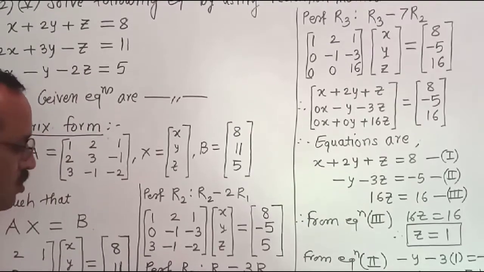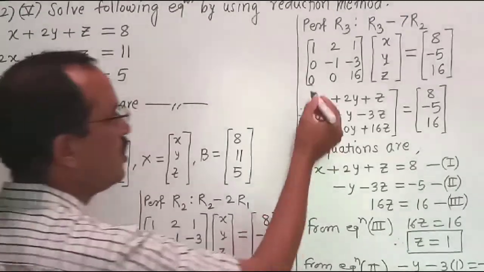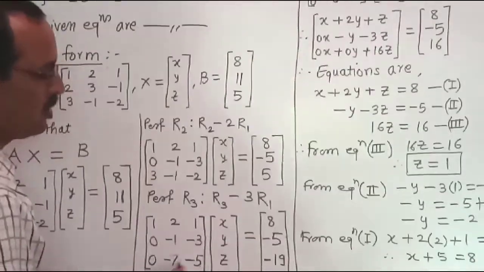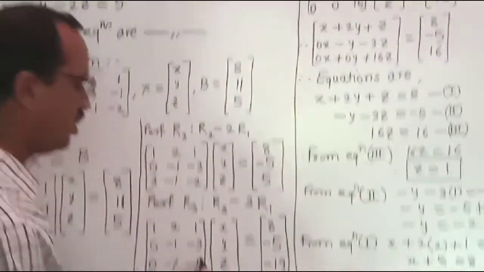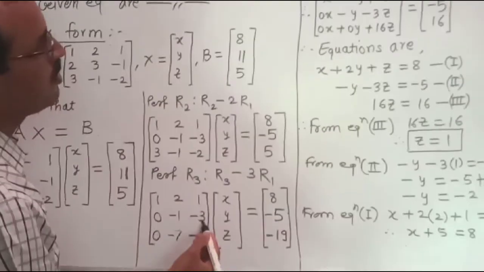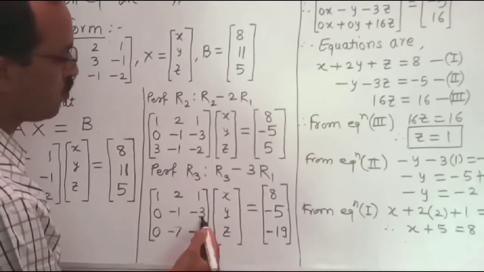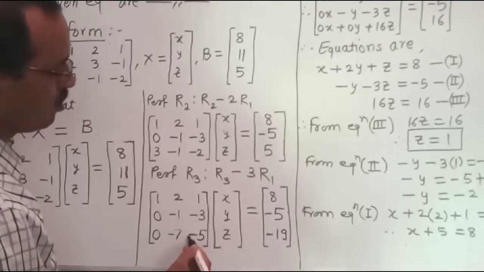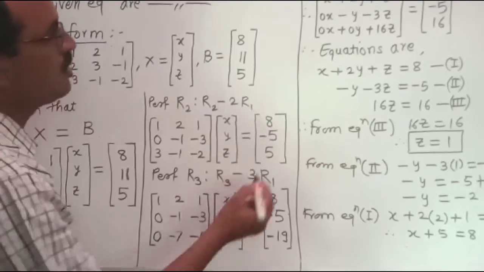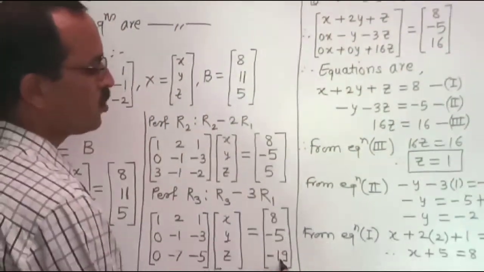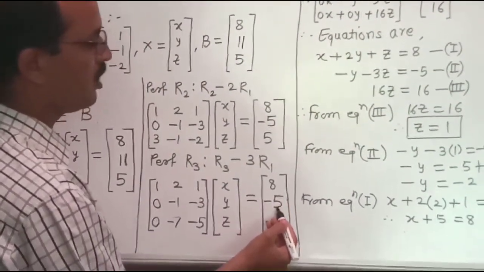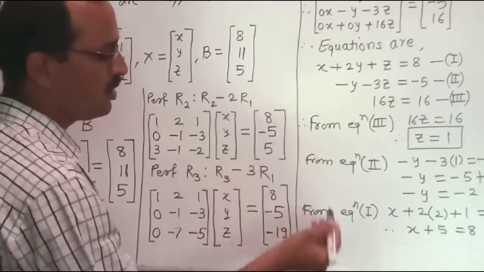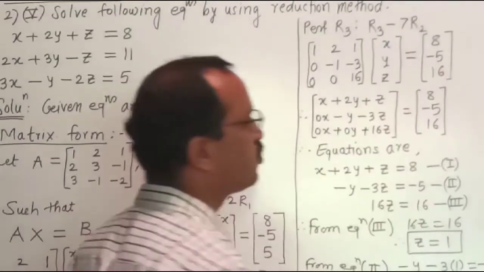Therefore 0 is multiplied by 7, 0 minus 0, here 0. This minus 1 multiplied by 7 is minus 7, so minus 7 plus 7 is 0. Here minus 3 multiplied by 7 is minus 21. So minus 5 plus 21, here plus 16. In the right hand side also this minus 5 is multiplied by 7, so minus 35. Minus 19 plus 35, so here also plus 16.